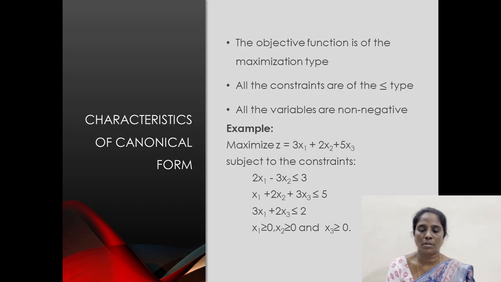Consider the following example. Maximize z is equal to 3x1 plus 2x2 plus 5x3, subject to the constraints 2x1 minus 3x2 less than or equal to 3, x1 plus 2x2 plus 3x3 less than or equal to 5, 3x1 plus 2x3 less than or equal to 2, x1, x2 and x3 greater than or equal to 0. In this example, the objective function is in maximization type and all the constraints are of the less than or equal to type, and the variables, that is x1, x2 and x3, are greater than or equal to 0. Therefore, the given L.P.P is in the canonical form.